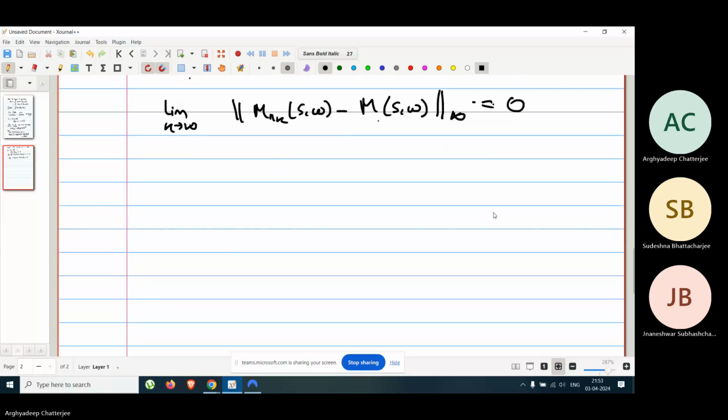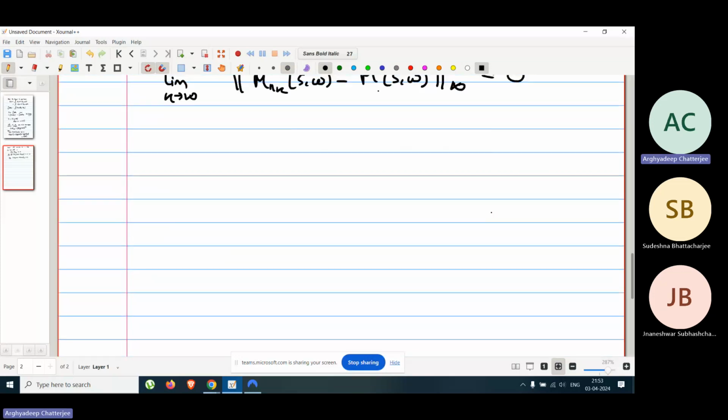And note that we have Mn(s) converging in L2 to M(s), and this holds for all s less than or equal to T.